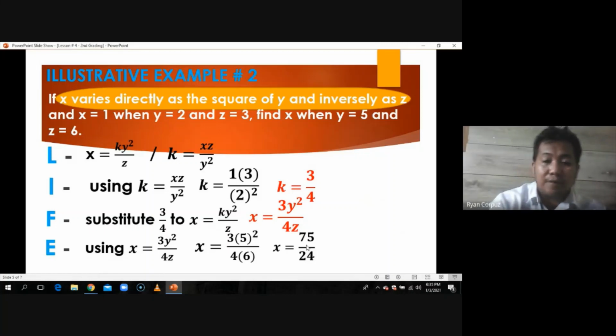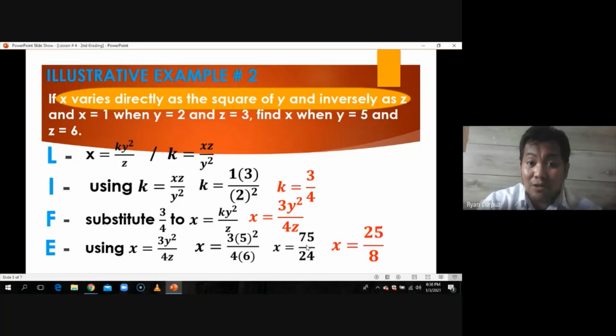So we'll end up to, since 75 is not exactly divisible by 24, but it can still be reduced into lowest term. So 75 over 24 in lowest term is equal to 25 over 8. That's also the same value na nakuha natin when we apply the cancellation. Diba? We come up with 25 over 8. That's the other way. Kasi pwede mong gawin yung direct multiplication and pwede mong gawin yung cancellation.